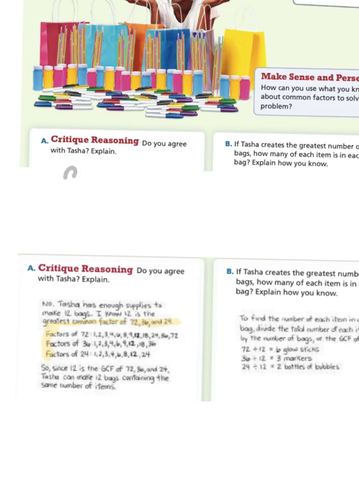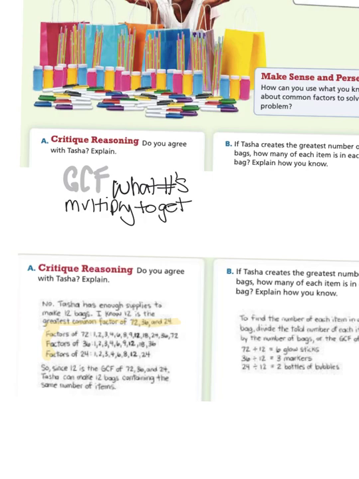So, greatest common factor means what numbers multiply to get the number. I always looked at this using the rainbow method. The rainbow method would be listing out the numbers.